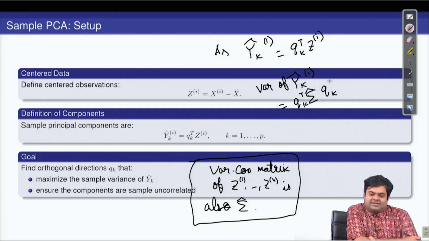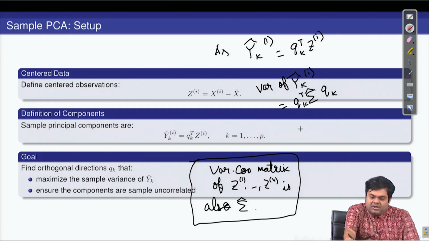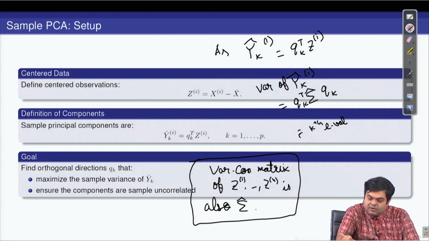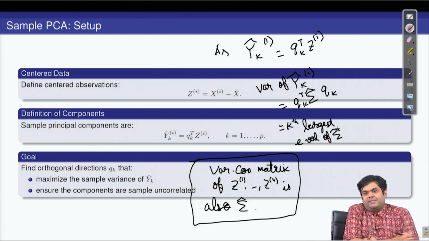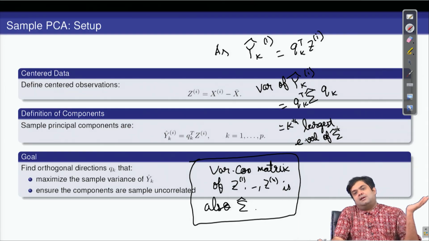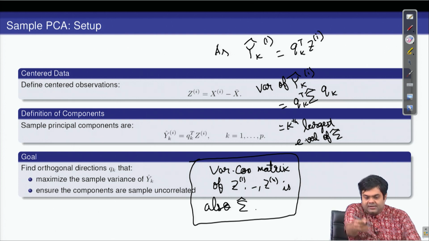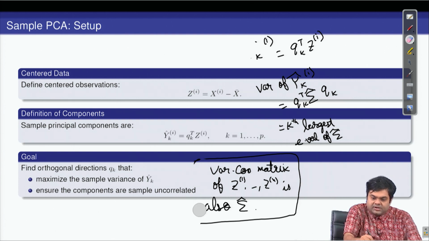We apply the same thing, and this will come out to be the kth, or rather kth largest, eigenvalue of sigma hat. So, this is what we are basically heading towards, just the repetition of the same logic as in the case of population principal components.